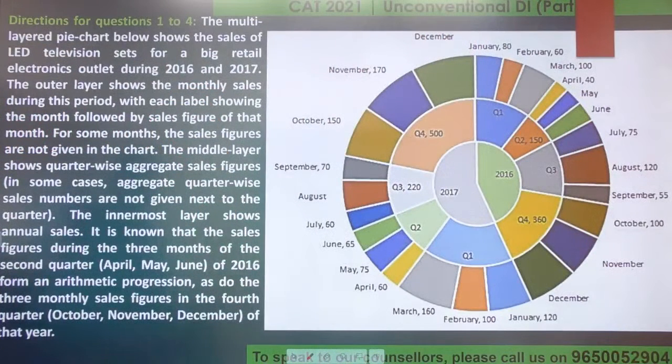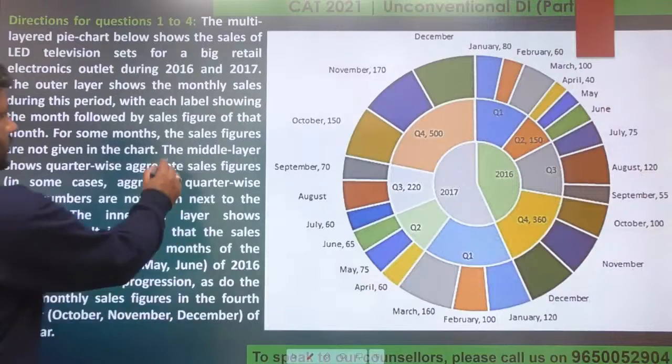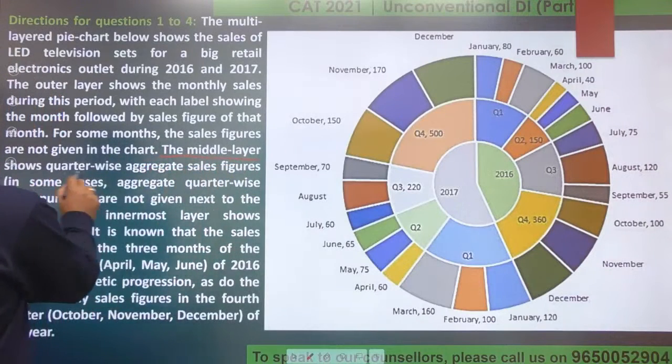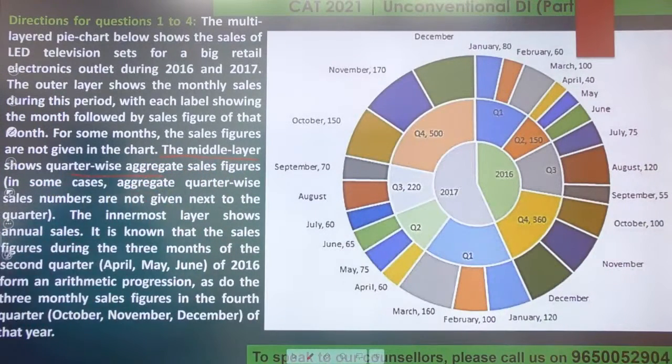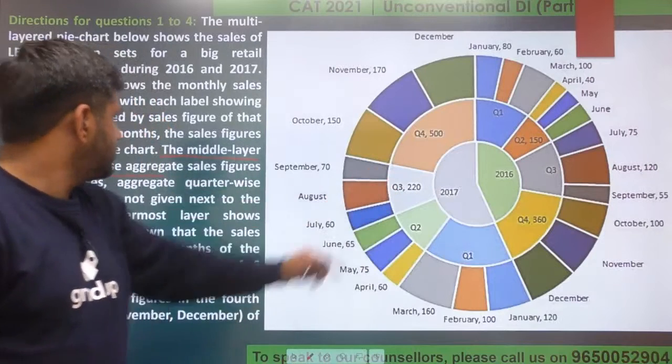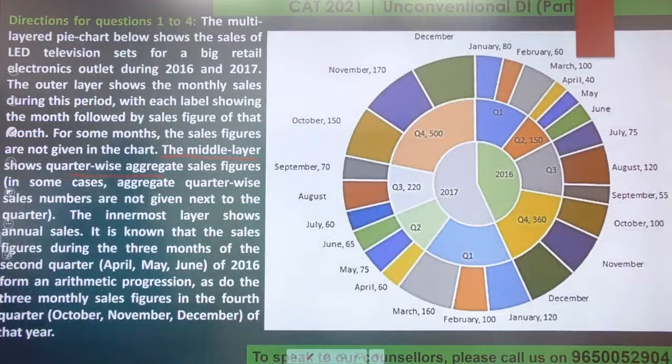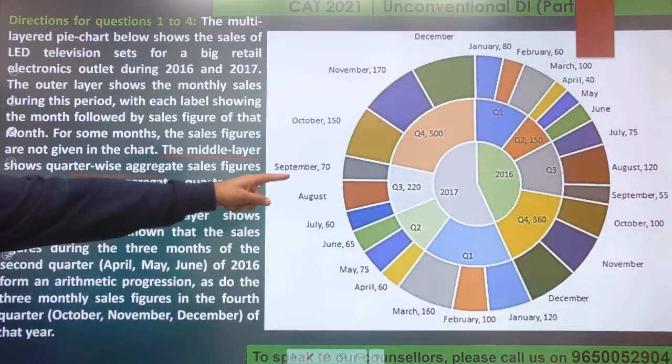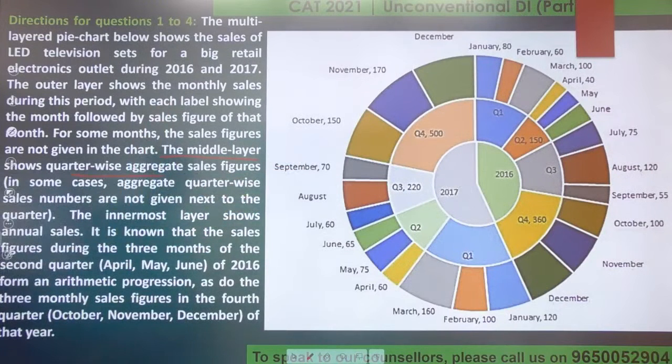The middle layer shows the quarter wise aggregate sales figures. That means the middle layer is this, which is quarter wise figures. And the innermost layer shows the annual sales. अंदर वाला बताता है annual sales. It is known. अब इसके बाद कुछ और information हमें दिया है.